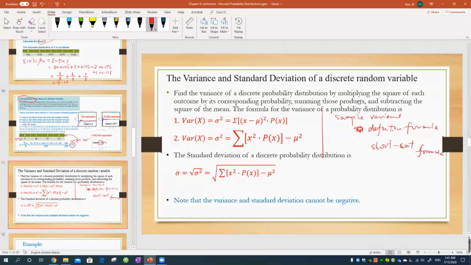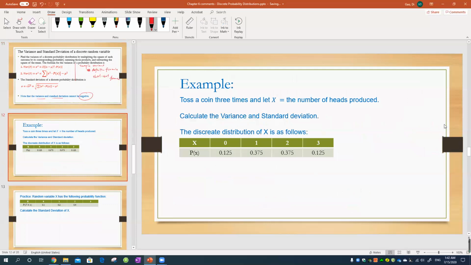Another way is the shortcut version. We look at the squared value times the corresponding probability. We first take the sum of all those products and then subtract the mean squared. That's the second way we can do it. The standard deviation is always just the square root of the variance. And variance and standard deviation cannot be negative values. Then let's look at an example to apply those formulas.